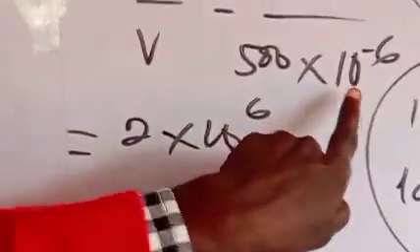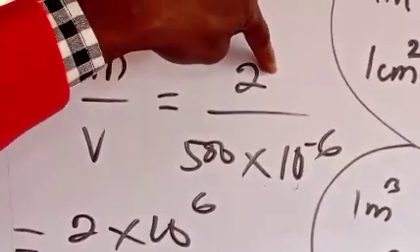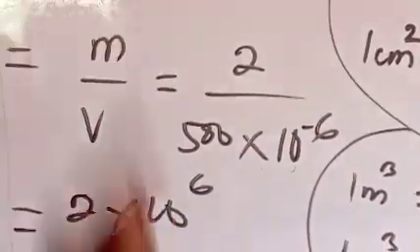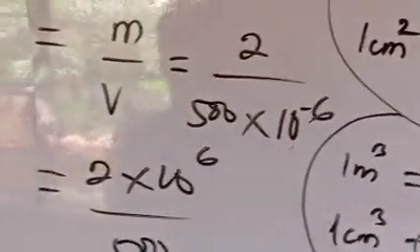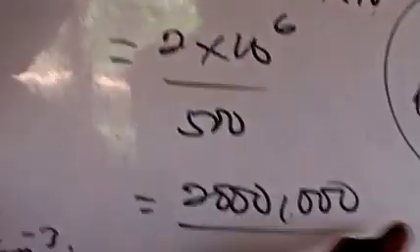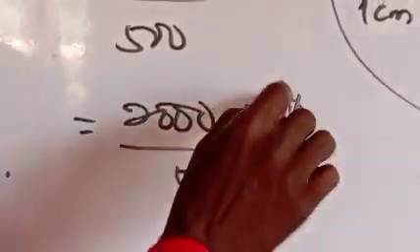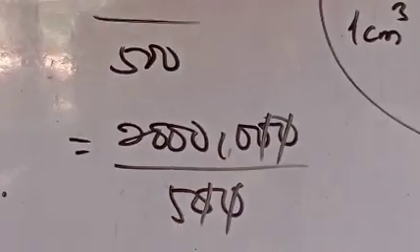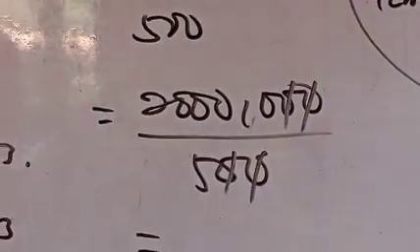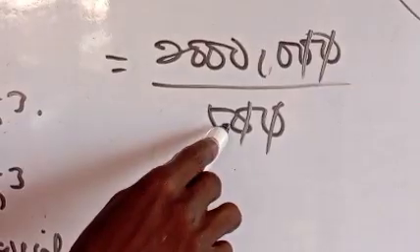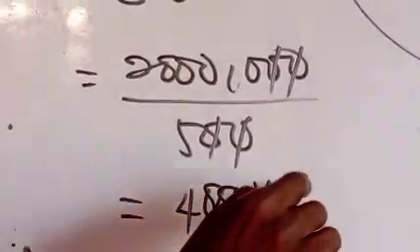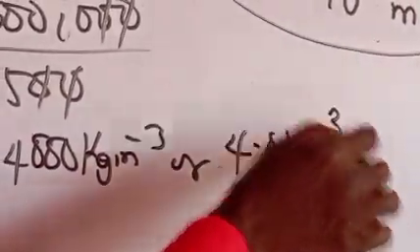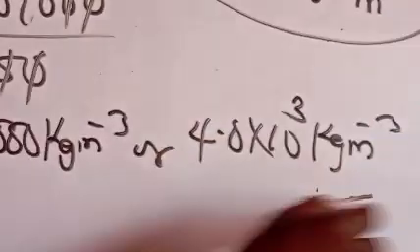It becomes 2 million, because if we take this one upward, this minus will leave here according to indices. It will now be 2 million at the top, divided by 500. So we say 2 million divided by 500. 0 cancels 0, and we got 20,000. And when you divide 20,000 by 5, it becomes 4,000 kilogram per meter cube, or in standard form 4.0 times 10 raised to the power 3 kilogram per meter cube. What have we done now?